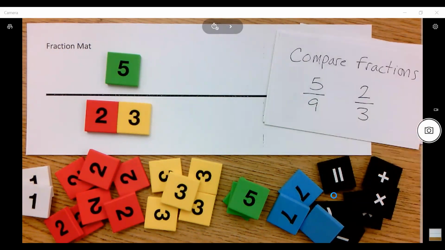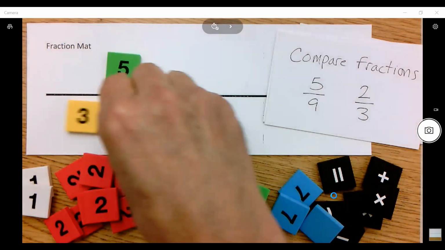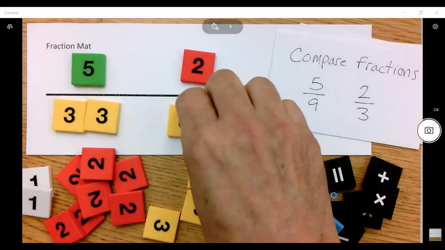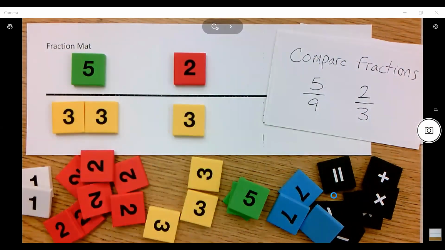Next up, let's compare a pair of fractions, 5/9 and 2/3. So I've got 5/9 and 2/3. And when your students are comparing fractions, one thing that we often do is we make equivalent fractions. Equivalent fractions with like numerators, or it's more practical to make equivalent fractions with like denominators so that we can then set up for adding and subtracting fractions.